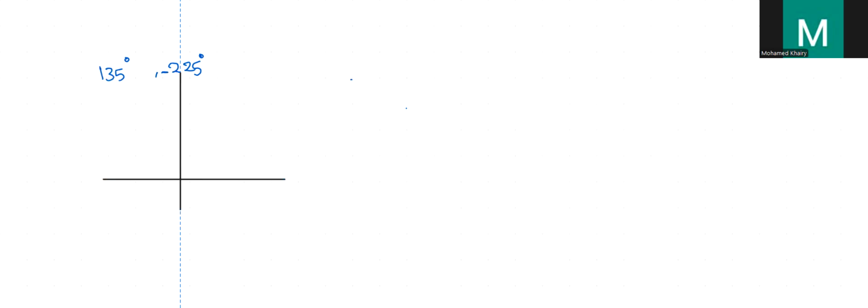Here, this is 135. So we start from this point again, vertex at the origin. This is the initial side, rotate 135. We are going to stop in the second quadrant, right? Now, again, I want to draw negative 225. So how can I graph it? Again, vertex at the origin, initial side on the positive x-axis, rotate. Here I have 120, 180, then 225, exactly on the same terminal side.